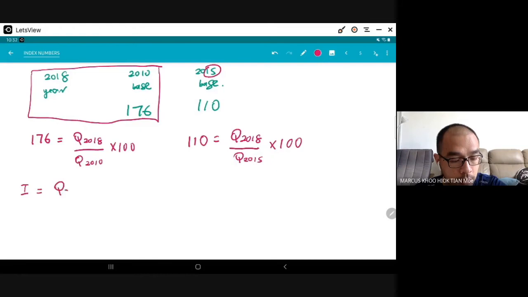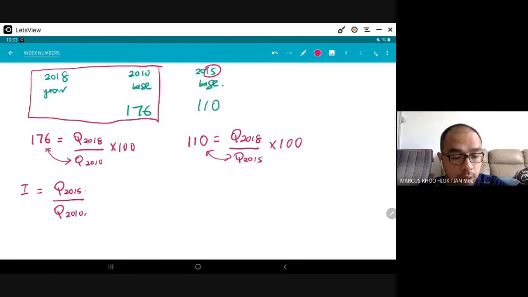If it is 2015 based on the year 2010. Okay, so this is where it gets a little bit complicated. Since this is 2015 and this is 2010, what we can do is switch this around, and we can switch this around.